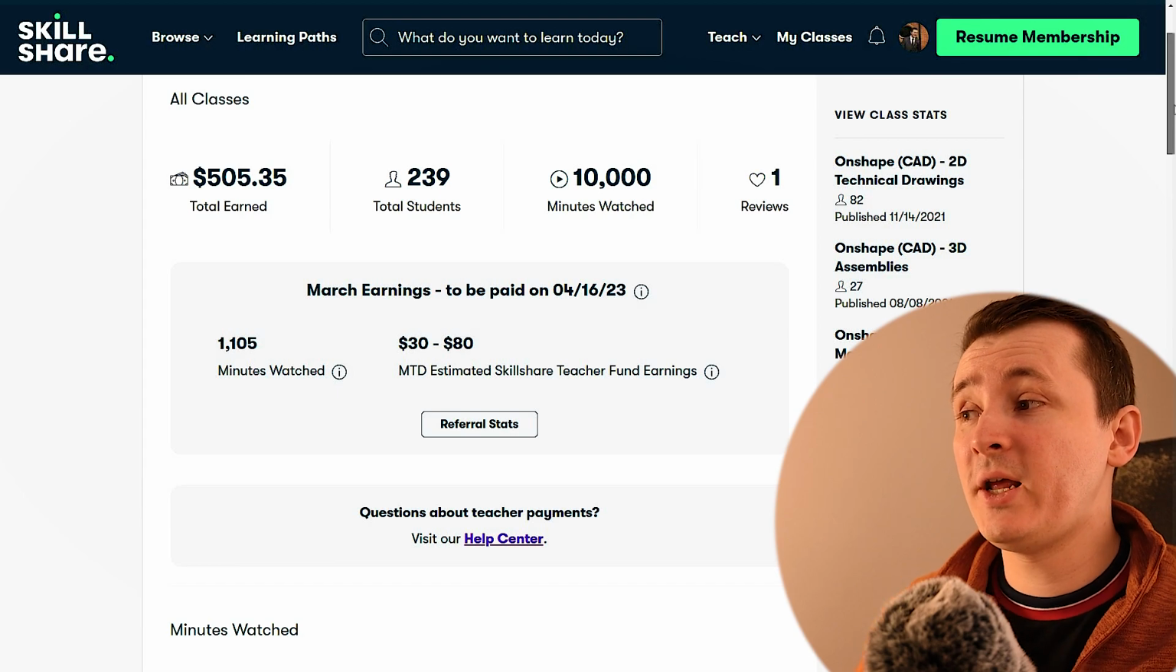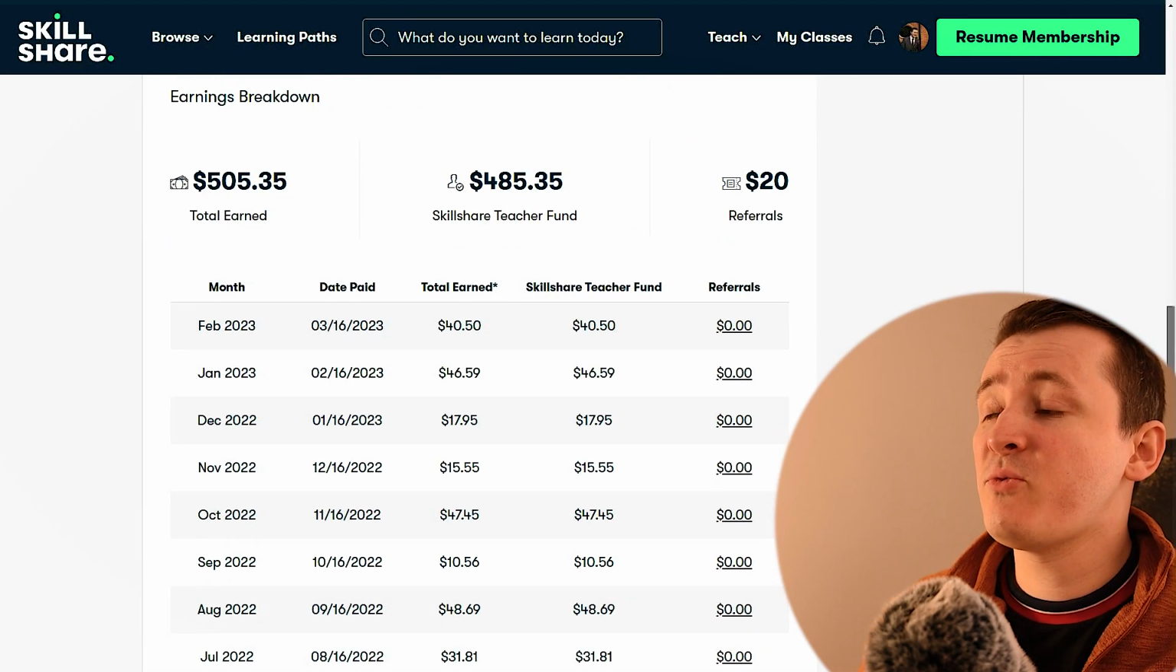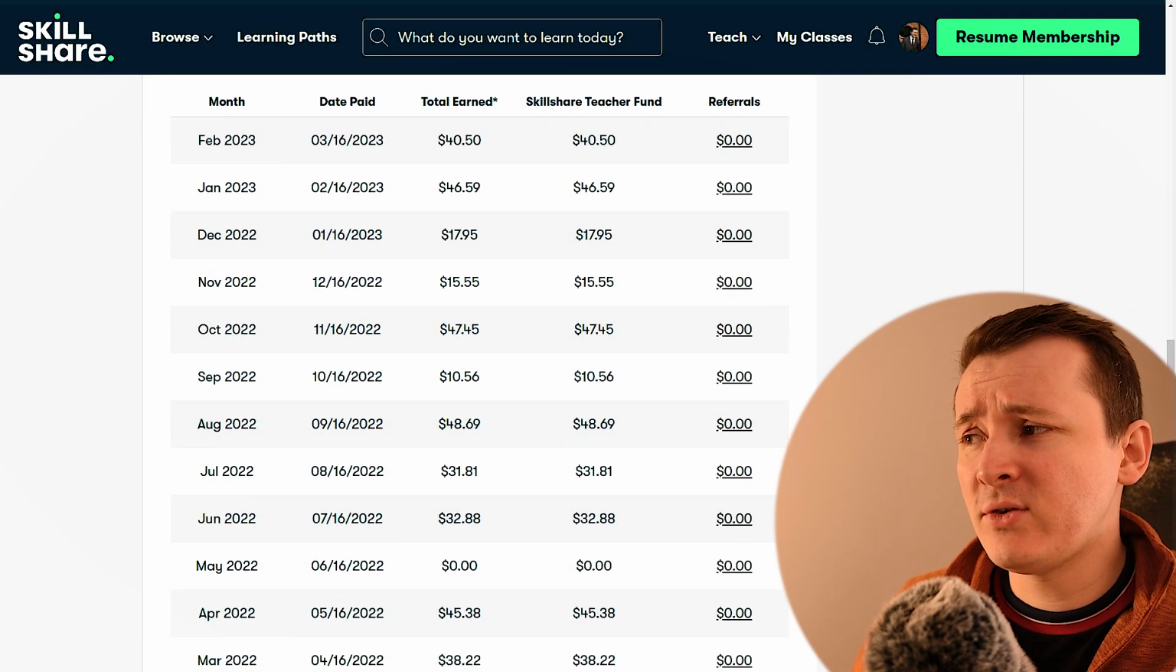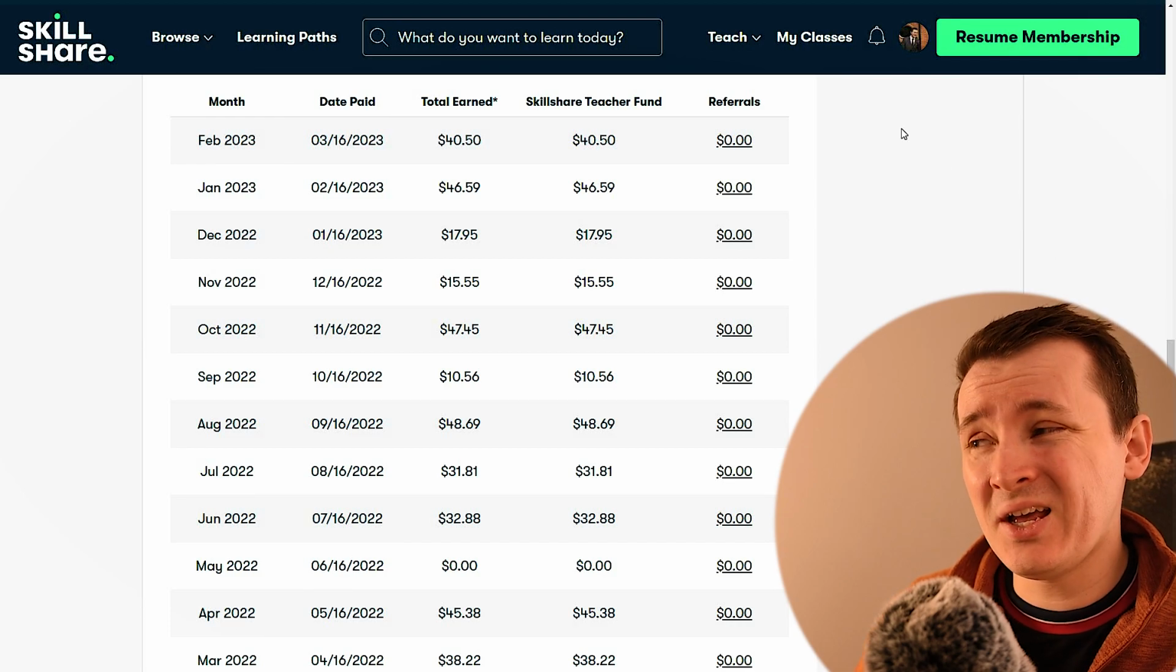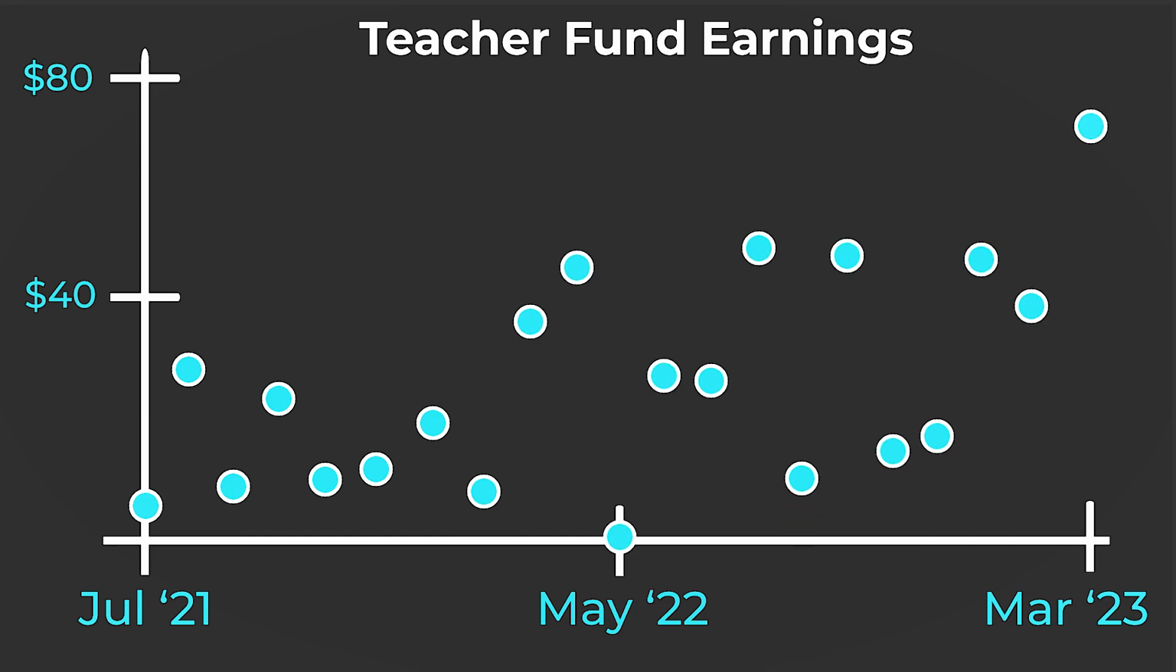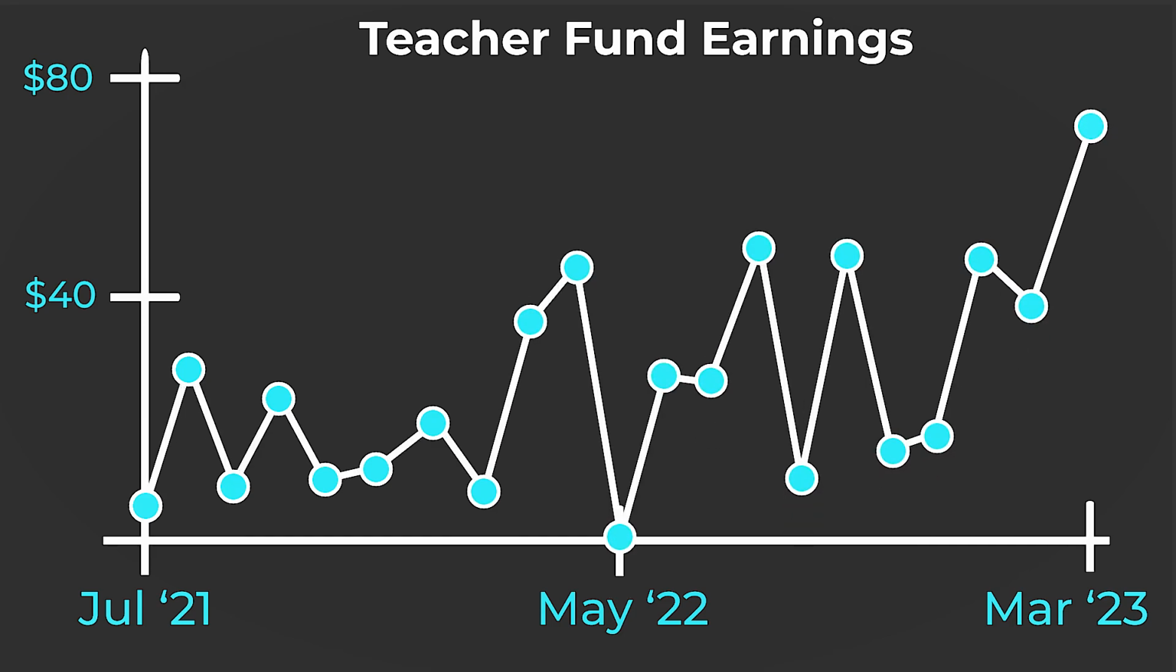In terms of my earnings over time, we have this information down here, which covers your earnings from the teacher fund and affiliates. This looks better as a graph, where you can see a bit of growth going on here, which is comforting. I hope that keeps going. There is 1 month which didn't see a payment, as 75 minutes were not accrued during that month, but that contrasts with the best month to date of $78, which was last month.